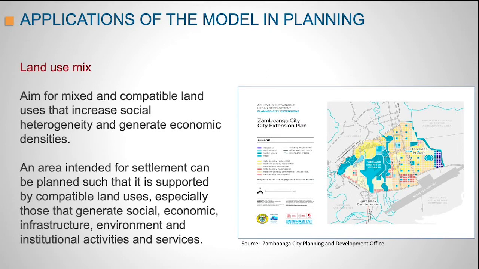Aim for mixed and compatible land uses that increase social heterogeneity and generate economic densities. An area intended for settlement can be planned such that it is supported by compatible land uses, especially those that allow social, economic, infrastructure, environment, and institutional activities and services. For example, a residential zone should have social and economic infrastructure, especially employment, livelihood, education, health, social welfare, and recreation infrastructure.